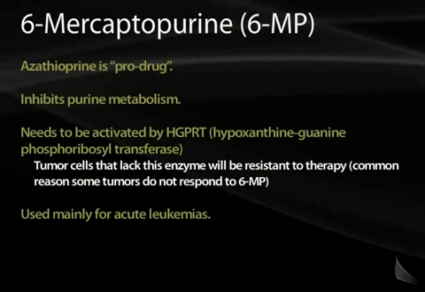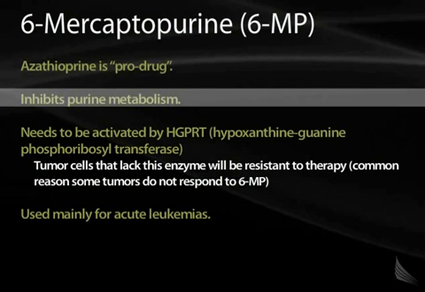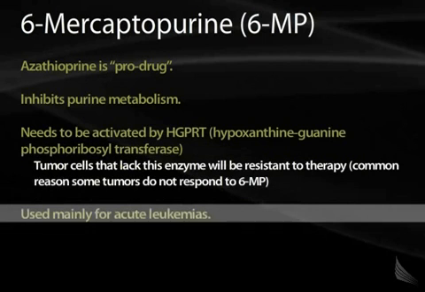6-mercaptopurine, or 6-MP, is the actual active agent, whereas azathioprine is a prodrug that is converted to 6-mercaptopurine. This medication works by inhibiting purine metabolism. If a cancer cell is coming in contact with this medication, it can cause interruptions in DNA synthesis. This medication is activated by HGPRTase, the enzyme that converts 6-MP into the active form. This medication is generally used for acute leukemia.